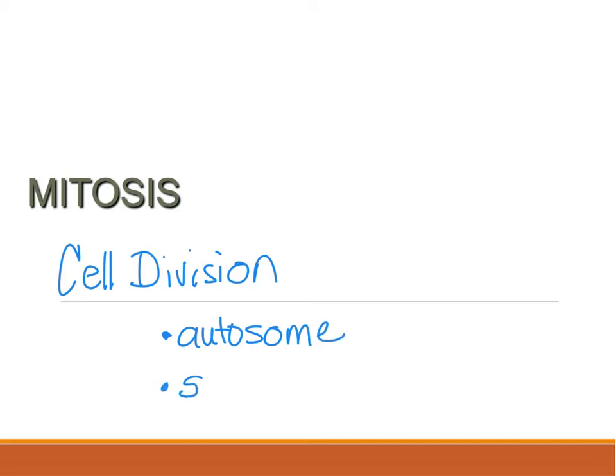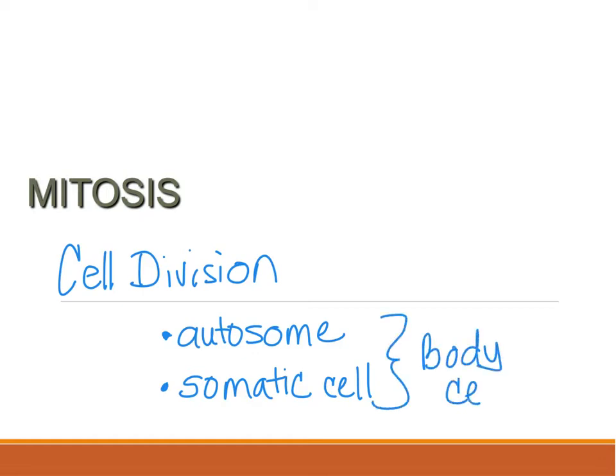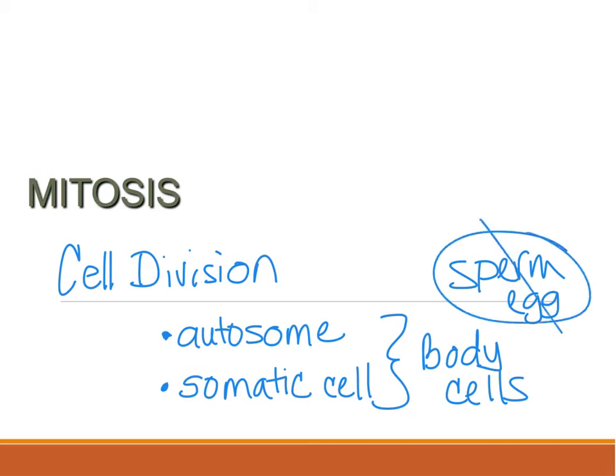Or somatic cells. These are non-sex cells. These are not sperm and egg. So these are the rest of the body cells. They're not the sperm or the egg. We'll get to that with meiosis.